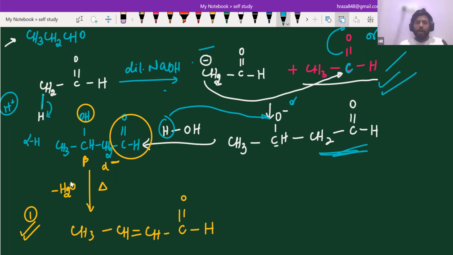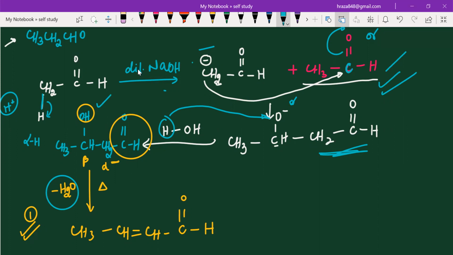After this, you are going to do the condensation, heat and H2O removing. OH will be removed from beta and hydrogen will be removed from alpha. So this is the product, please do write it.